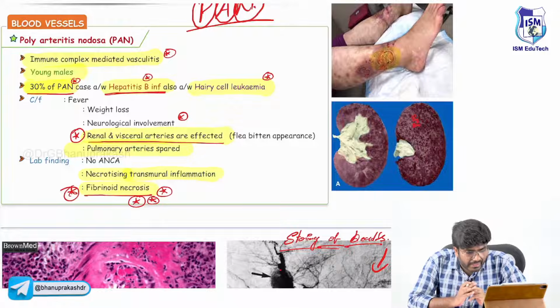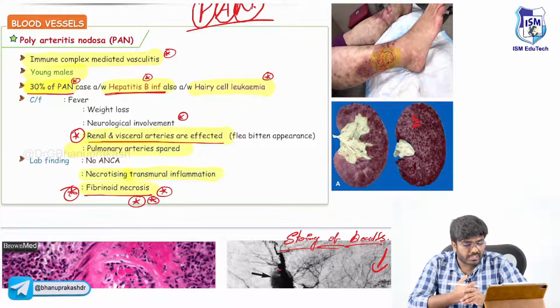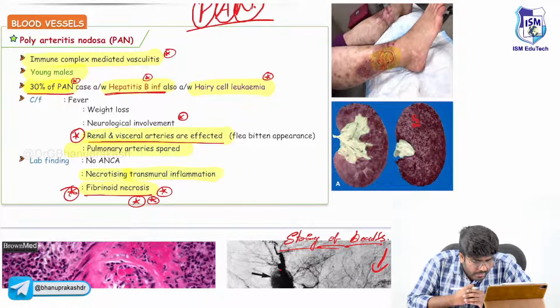Guys, do you have any other idea? Do you have any other idea where this flea-bitten kidney is going to be seen? Come on, fun mode, Kunal.